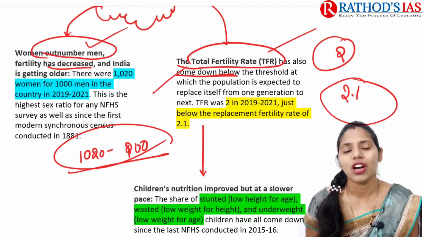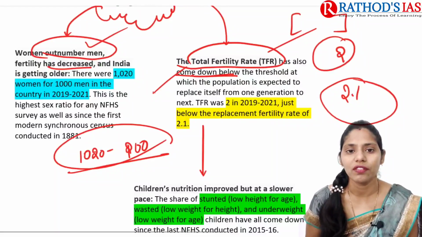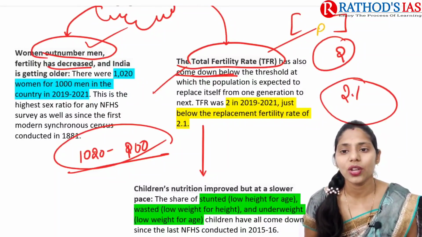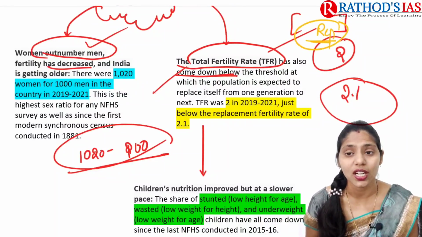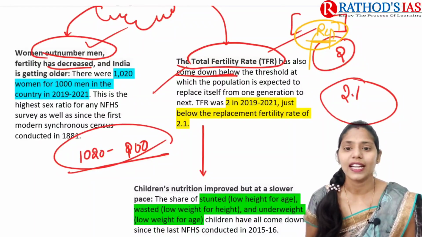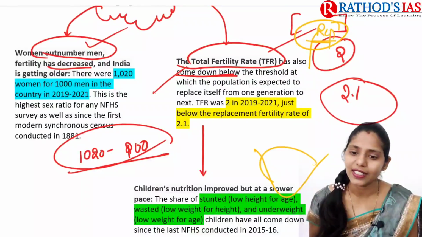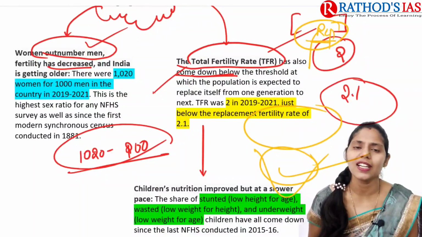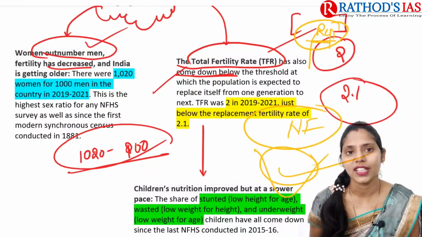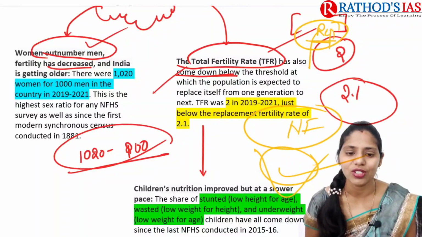So what does this TFR mean? In the reproductive age of a woman, how many children she will give birth to, that is our total fertility rate. So if you are comparing this total fertility rate in northern India and southern India, in southern India it is less when compared to that of northern India. So this is also one dimension you have to think about.